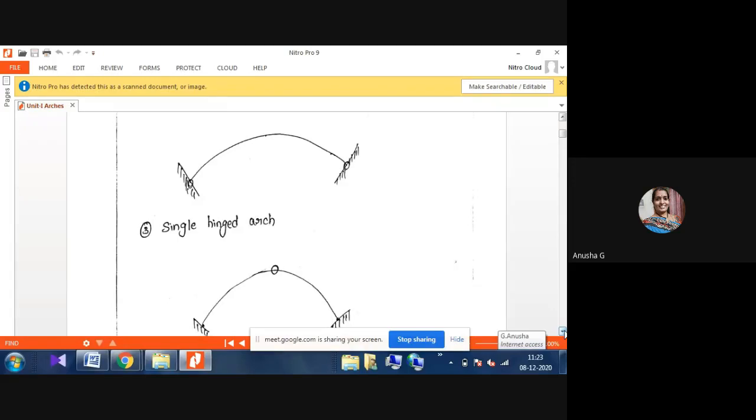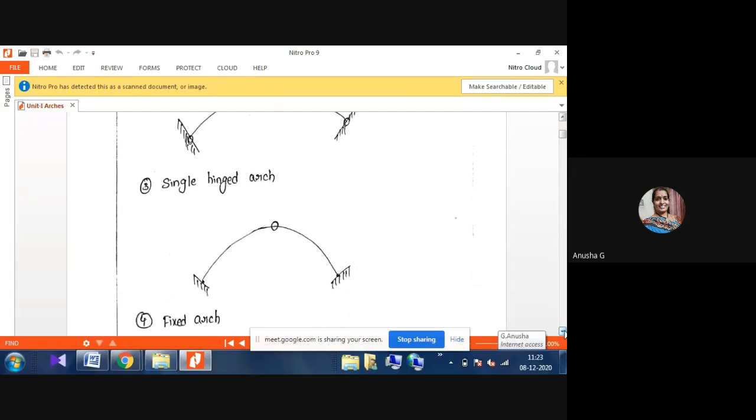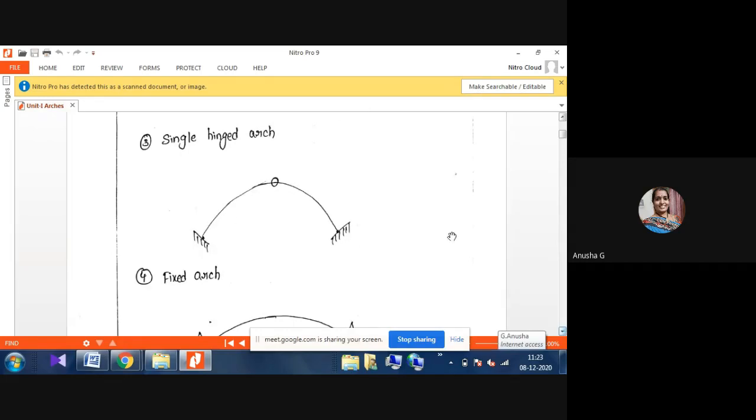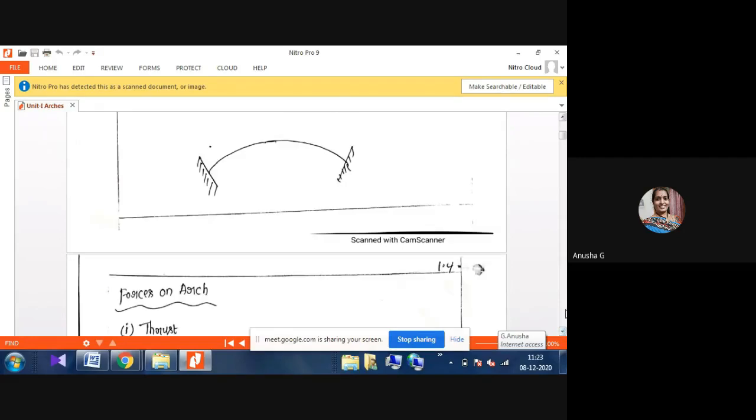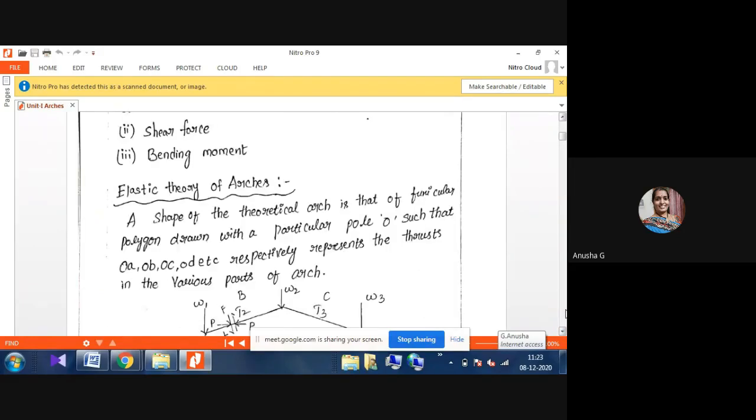Here you can see the single-hinged arch. This is nothing but an arch with two supports, and one of them will be fixed, with only one hinge. The sides are simply kept on the ground like that. You have to observe that this is a single-hinged arch. Another one has both ends fixed. That one is a fixed arch structure. These are the different types of arches that you have to observe.